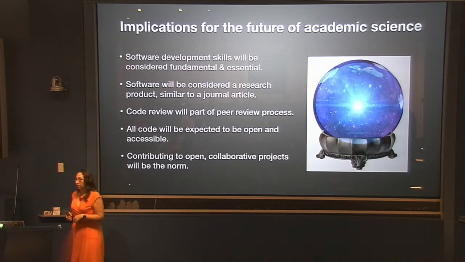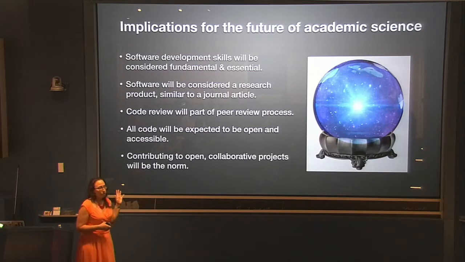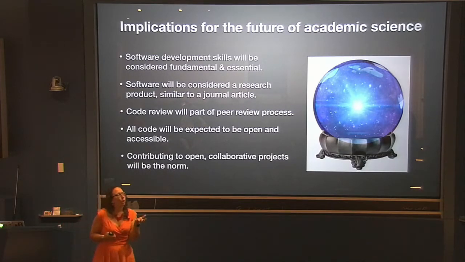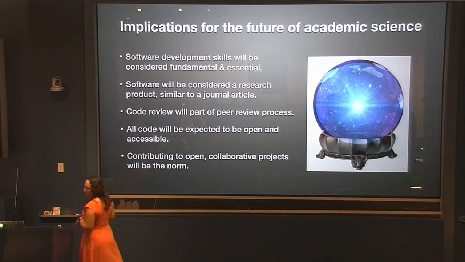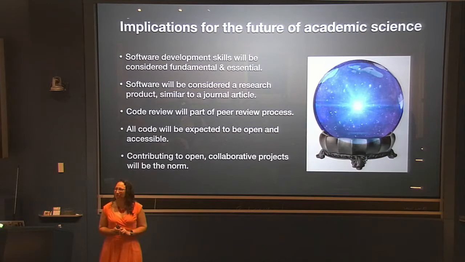So there's a Journal of Open Source Software, which I don't have time to talk about too much right now, but that's really helping move us towards the direction of having software treated in the same currency as a journal article. Code review, I think, very shortly is going to be part of the peer review process, and that's going to be painful for some people. It's going to be a forced eye-opening.